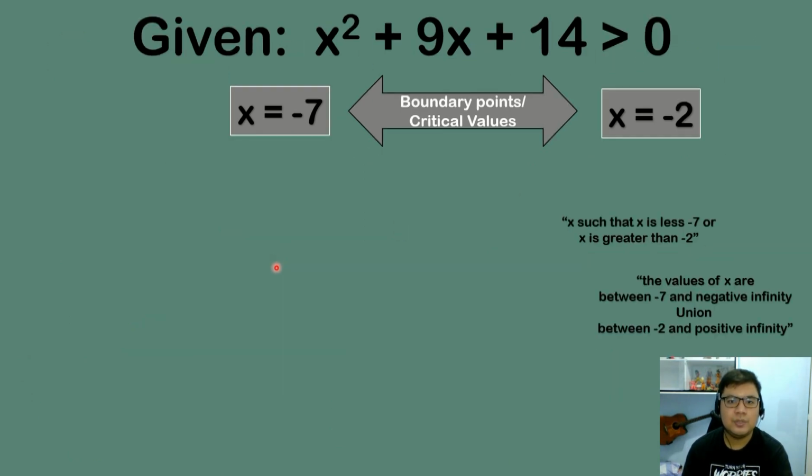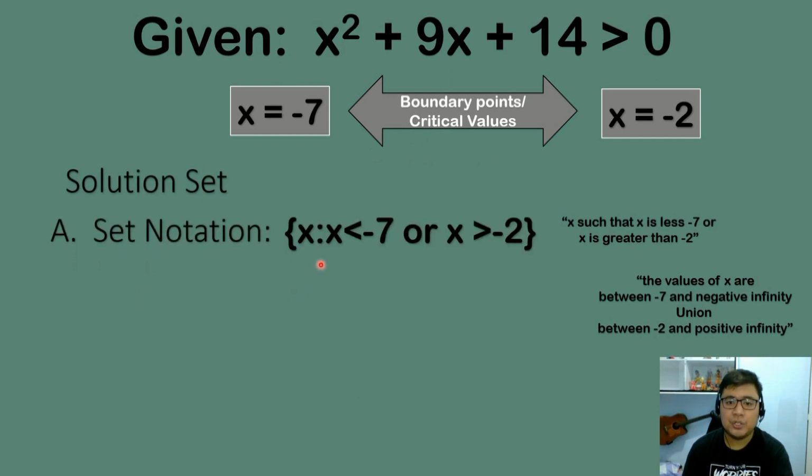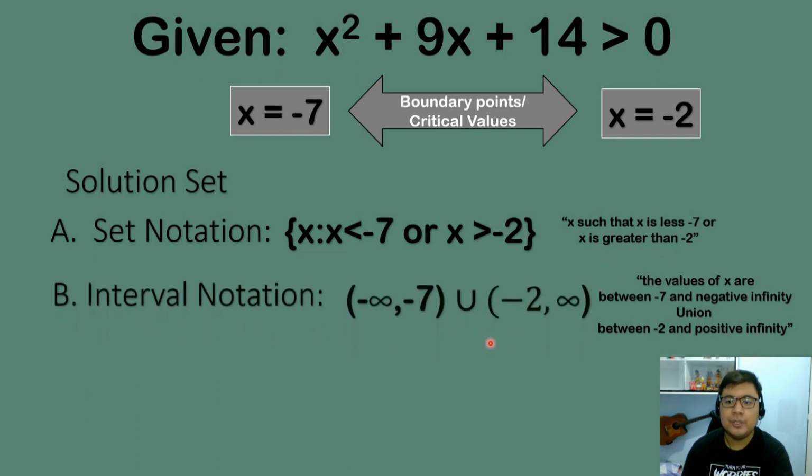So therefore, the solution set of x squared plus 9x plus 14 greater than 0, which has boundary points of negative 7 and negative 2, for its set notation, is x such that x is less than negative 7 or x is greater than negative 2. For the interval notation, the values of x are between negative infinity and negative 7, union between negative 2 and positive infinity. So these are the solution sets of this inequality.